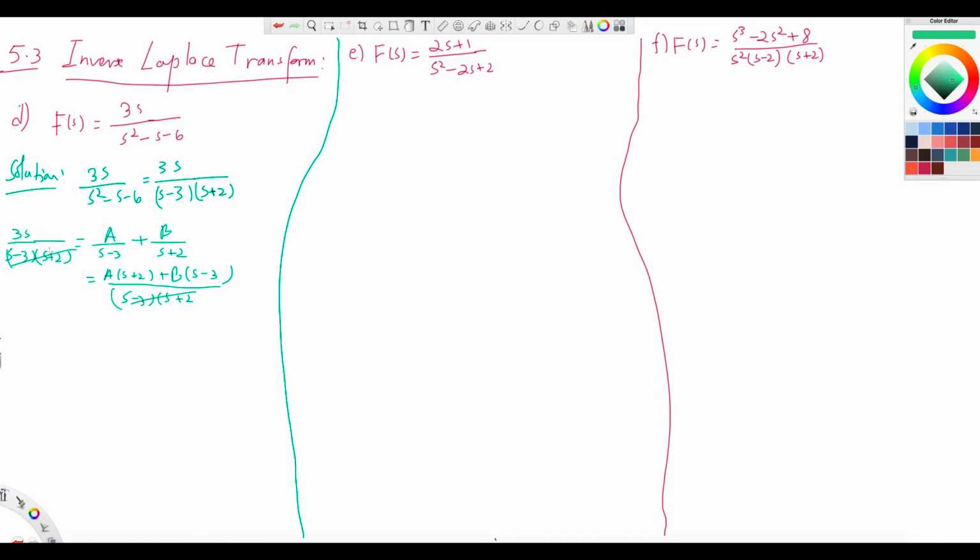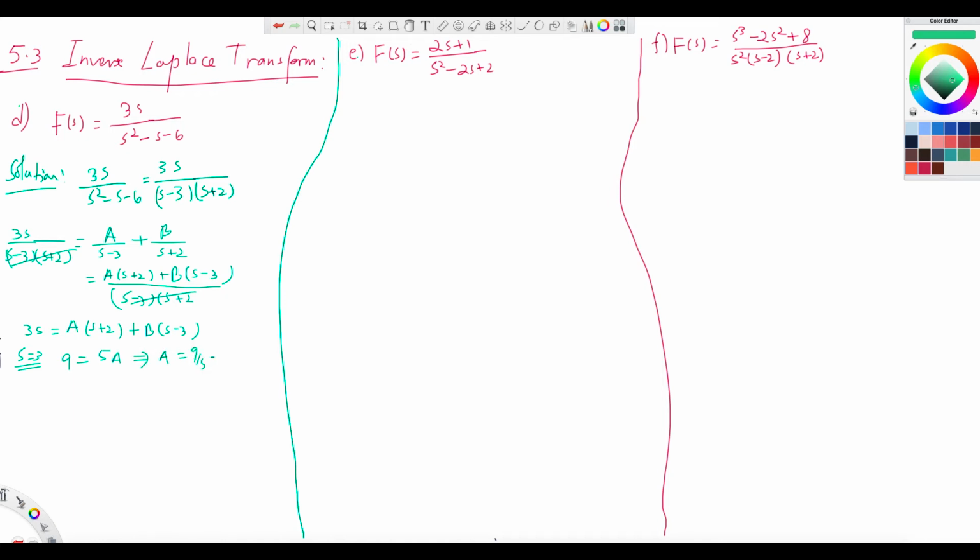You cancel that from both sides, so you will get basically 3s equals A times s plus 2 plus B times s minus 3, right? So what you do next is set s equal to 3. If you set s equal to 3, what you get is 9 equals, this will be 0, right? This will be 5A, right? So 5A. So this implies A equals 9/5.